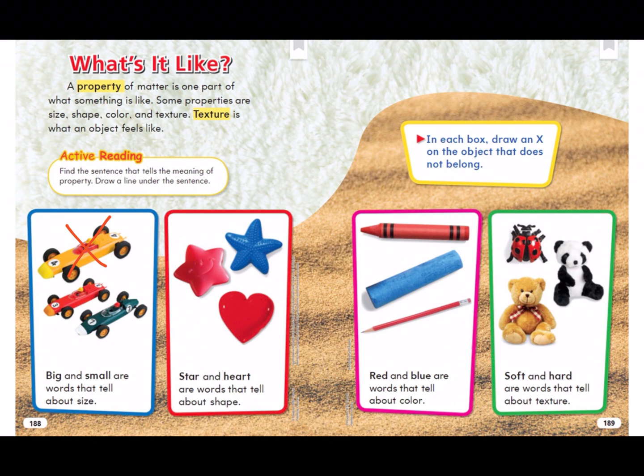Star and heart are words that tell about shape. So look at the shape. We have 2 stars but only 1 heart. But we also have 2 things that are red and only 1 that's blue. So you can choose. Red and blue are words that tell about color. So let's cross out the blue because it is not the same color. Soft and hard are words that tell about texture. So cross out the plastic ladybug.